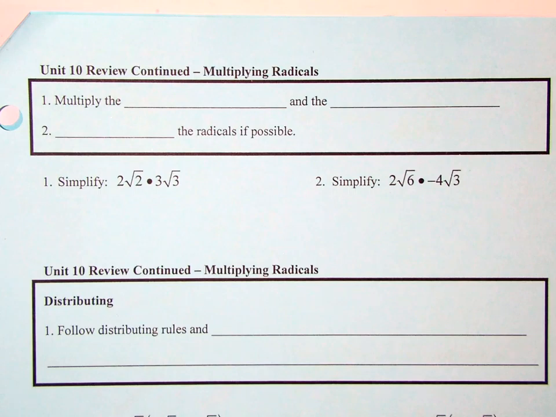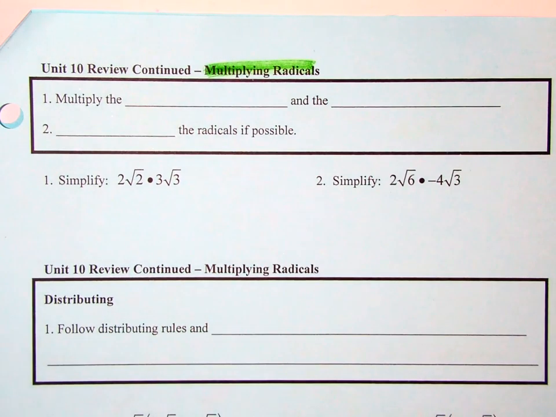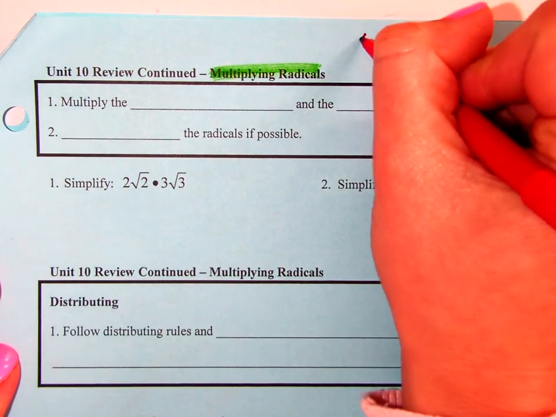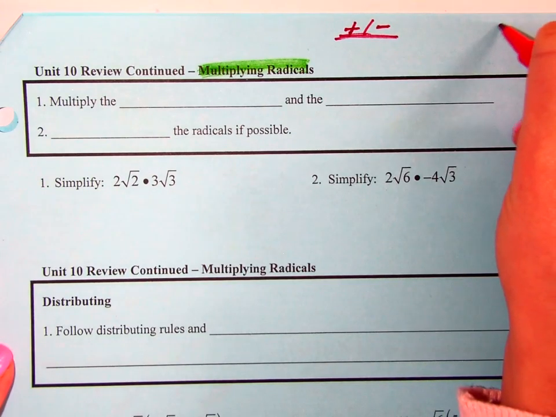All right, so this is the second page worth of notes for the review for the Unit 10 for the final exam. On the other page, we went over just simplifying radicals and adding and subtracting them. Now we're going to go over multiplying radicals. And before we do that, I want to make a little chart here, because we need to remember that adding and subtracting is different than multiplying.